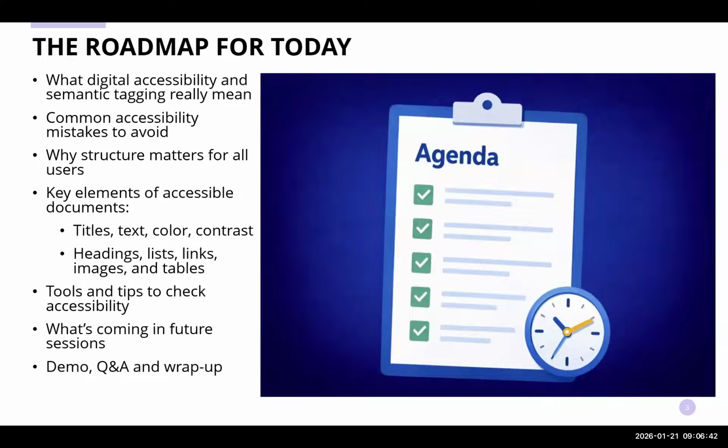We'll start with basics like text, font, color, contrast, and move into the structural pieces like headings, lists, links, tables, and images. We'll also look at some of the go-to tools and quick tips so that you can check accessibility without turning it into an all-day project. Towards the end, we'll have a quick review of what is coming up in our future sessions, and then we'll wrap up with a short demo and open up the floor for your questions and answers.